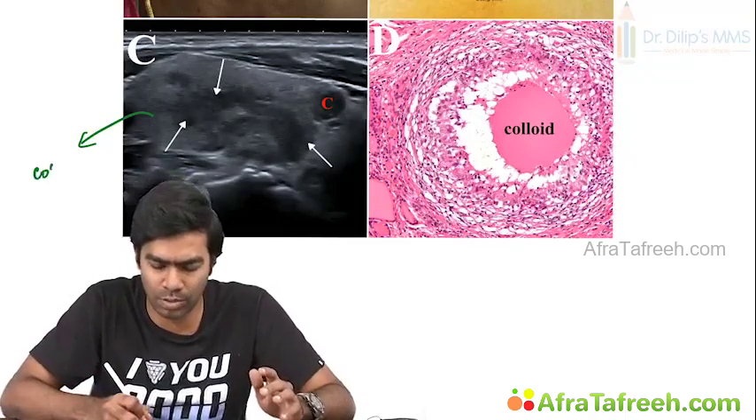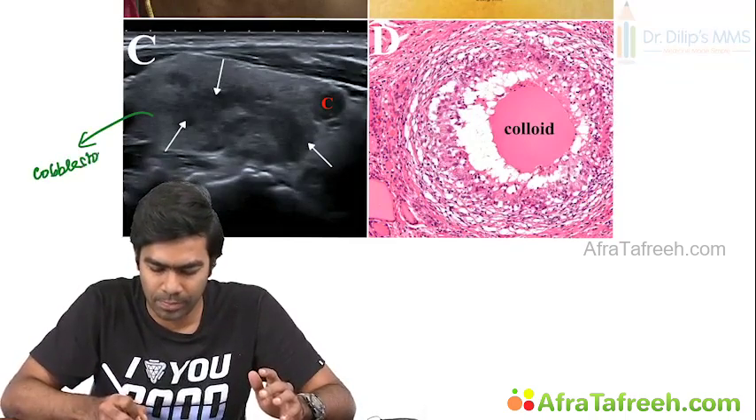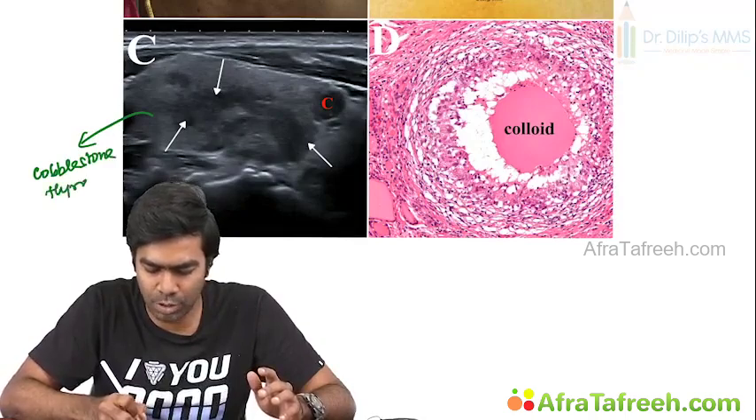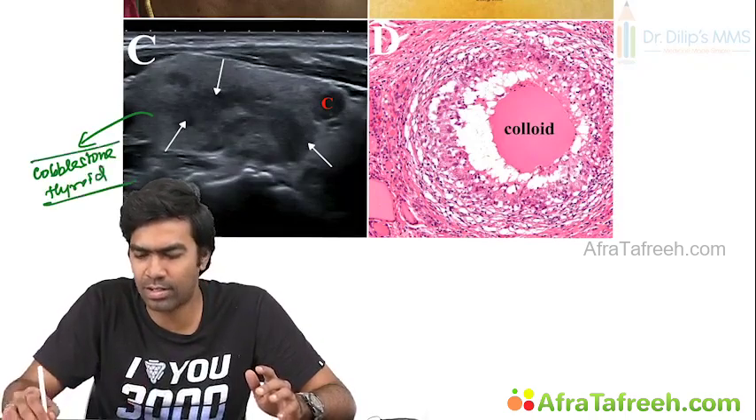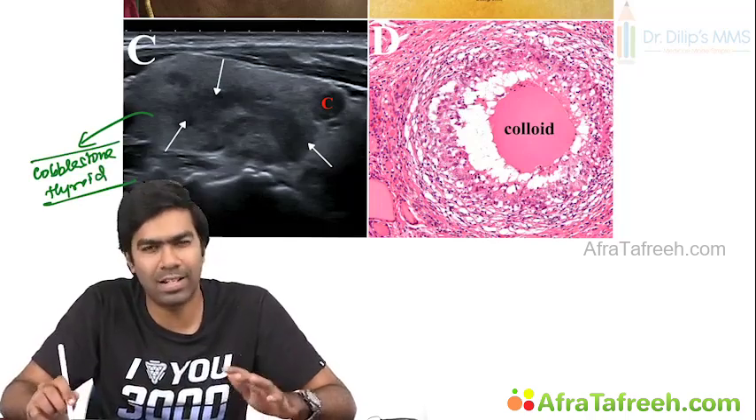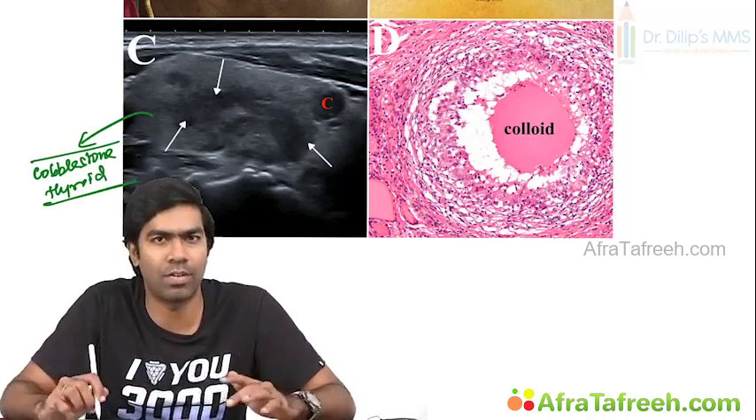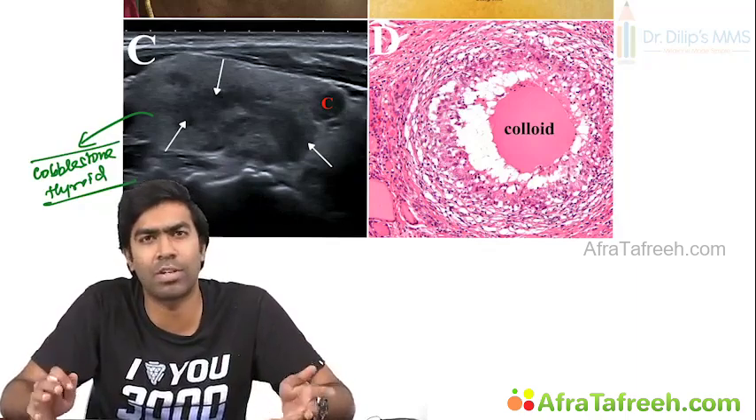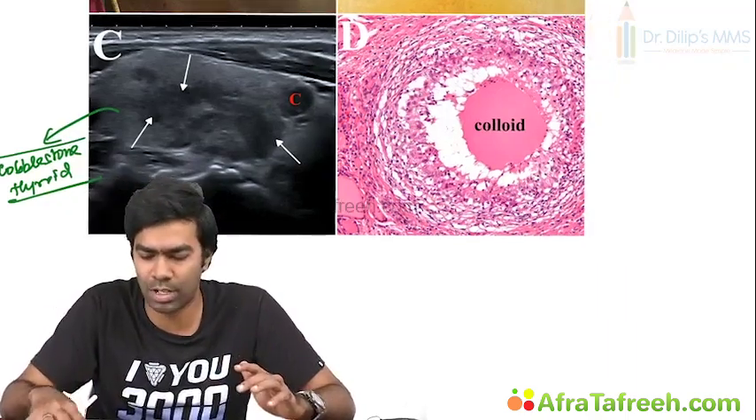This is called a cobblestone thyroid. There will be various hypoechoic areas within the thyroid gland. That's a cobblestone appearance. And that's fairly common. It's not a specific finding for de Quervain's. It can be seen in many other subacute thyroiditis as well as in Hashimoto's thyroiditis.